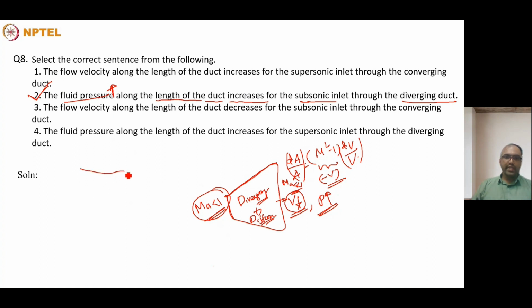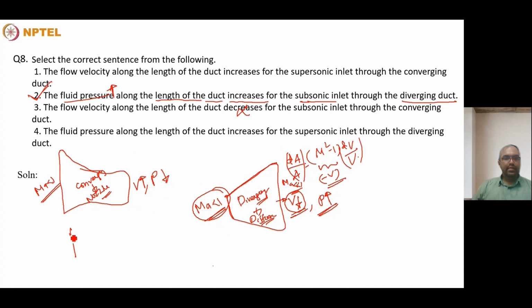So for a converging duct with subsonic flow, Mach number less than 1, it acts as a nozzle. Using a similar equation, for Mach number less than 1, as area decreases, velocity increases, and correspondingly pressure decreases. So for a converging duct with a subsonic flow, the velocity increases. So this option is wrong, and pressure decreases.